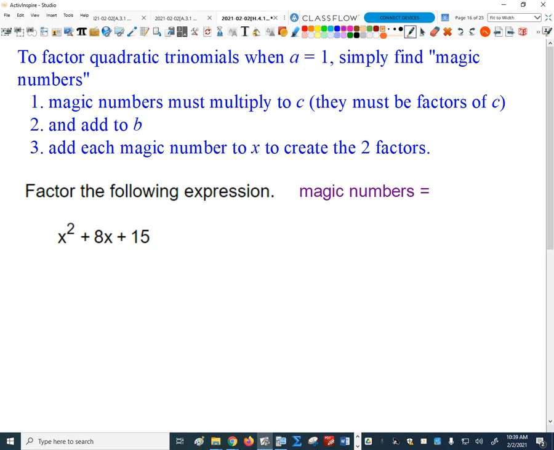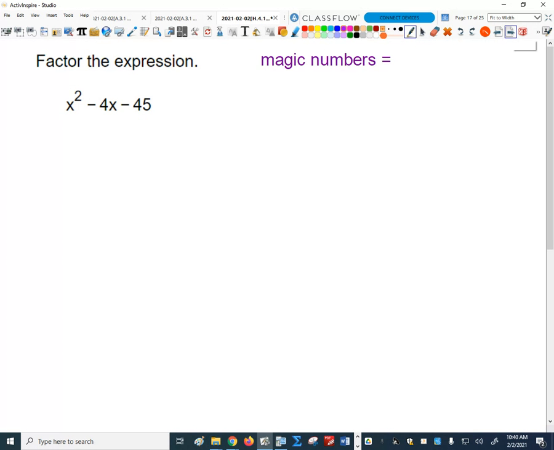3 and 5. Right? Those are my magic numbers. So then all I do is create two factors, and the magic numbers are the numbers that are added to x in the two binomial factors. So that's going to be x plus 3 and x plus 5. You guys remember doing that, right? No biggie. So let's factor this one.